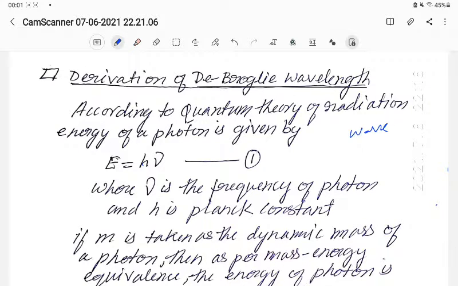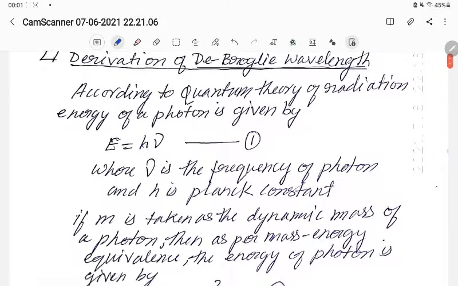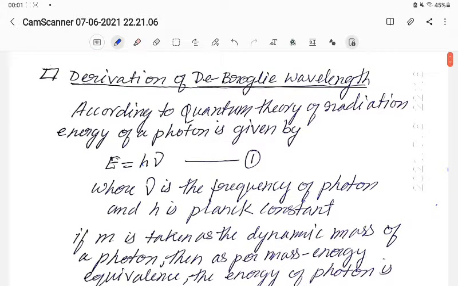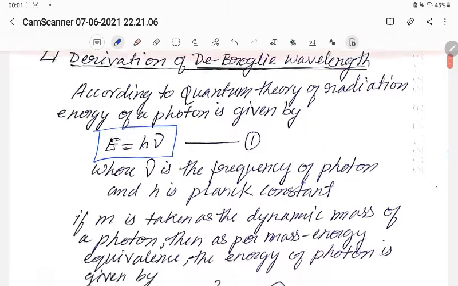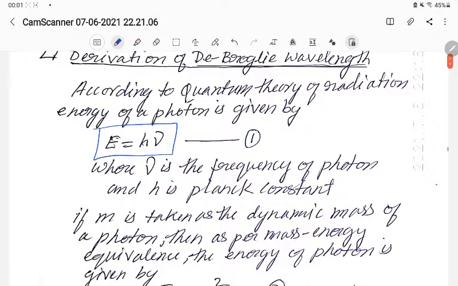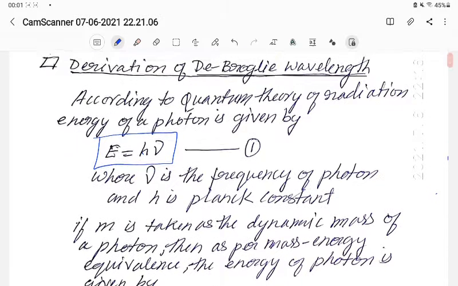Good morning everyone. So today we will study the derivation of the de Broglie wavelength. Now we know that the energy of a photon is given by E equal to h mu, where mu is frequency and h is Planck constant.